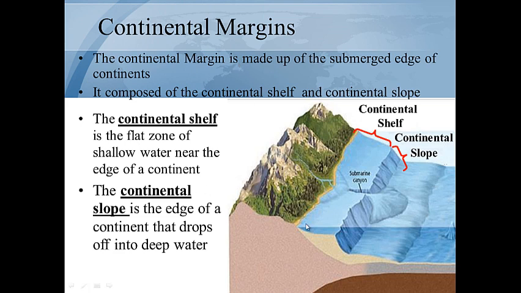Don't worry about the submarine canyon here, okay? We'll save that if you ever go to college. But we have the continental shelf and the continental slope. Kind of like it drops off into deep water, the continental slope, okay? And it's called the slope because, okay, it drops off into deep water, and it's a steeper part. It's the steep part of a continent, okay? All right, so those are the two parts.